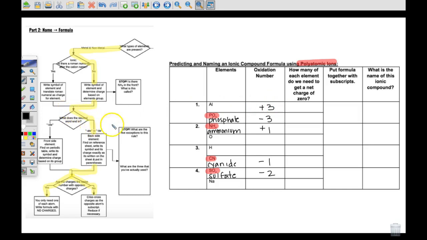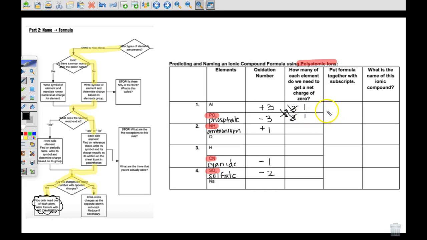So the second word in this case ends in -ide, so it's a backside element. So we wrote down its symbol, we have its name, and we found its oxidation number. Then I see that the numbers in this particular example are the same with opposite charges. So that means I only need one of each atom. So I'll be writing my formula with no charges. Another way of thinking about it is if I crisscross them and they're the same, I can reduce it down to 1 each.